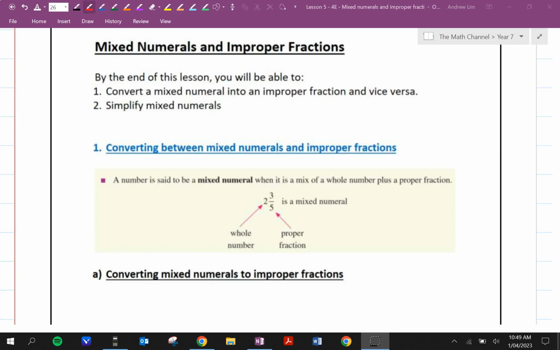In this video we're going to be looking at mixed numerals and improper fractions. So by the end of this lesson, you'll be able to convert a mixed numeral into an improper fraction and vice versa, as well as simplify mixed numerals. So let's have a look at the first part of this lesson, converting between mixed numerals and improper fractions.